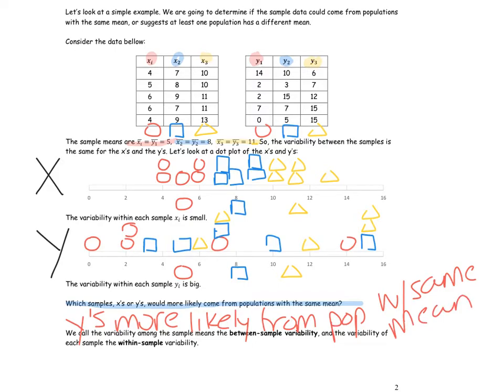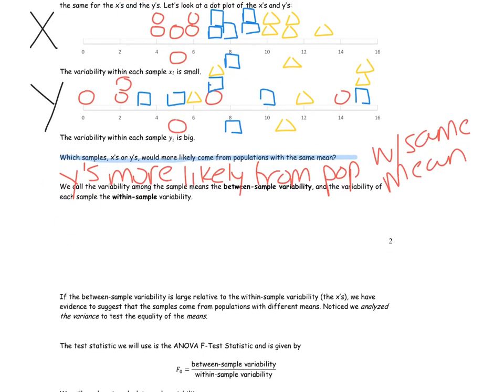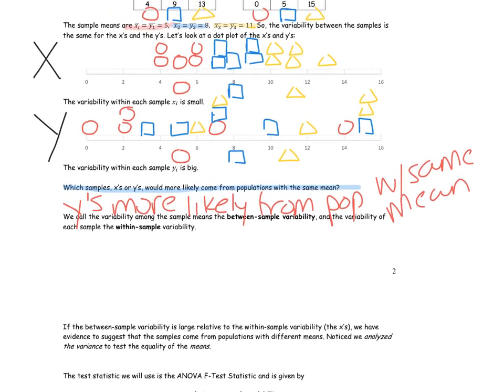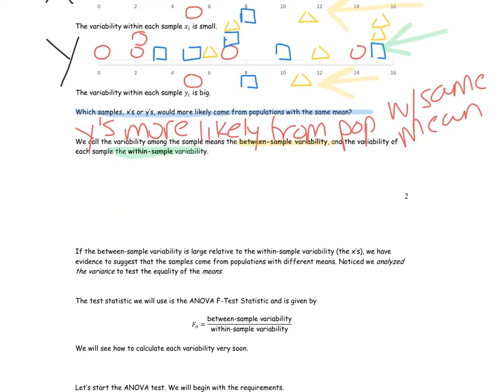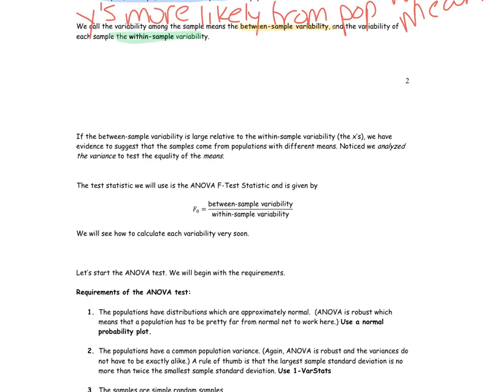Okay, so moving on down, we call the variability among the sample means between sample variability. All right, so that's these guys, the means. And then we call the variability within the sample the within sample variability. Okay, and then those are the two things that we compare. So one way we compare them is by using a ratio.